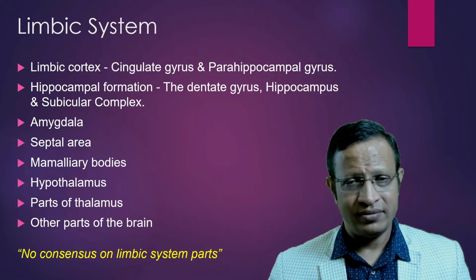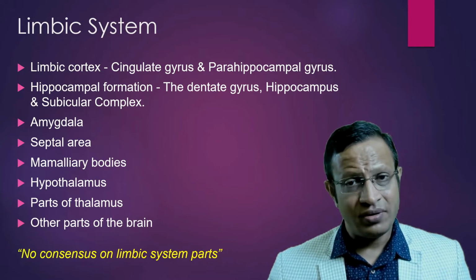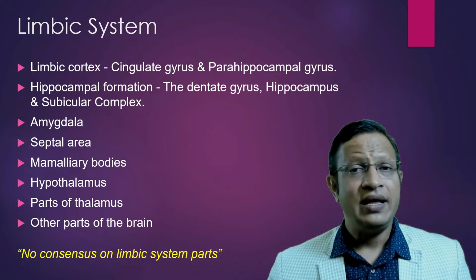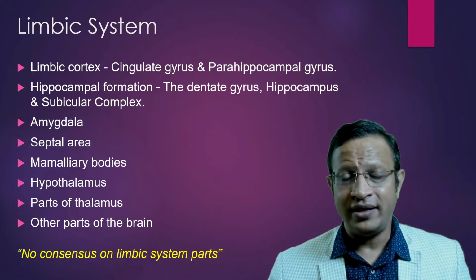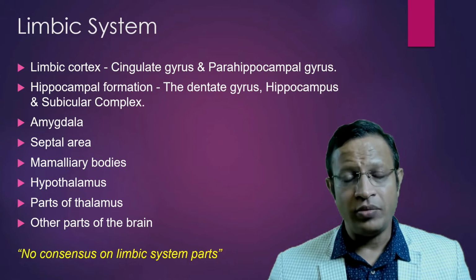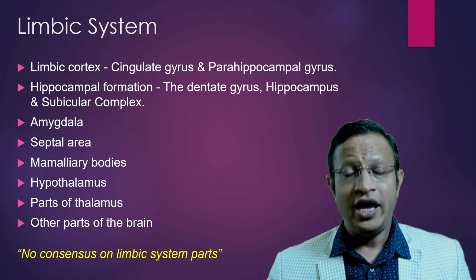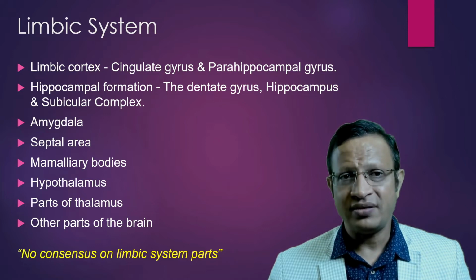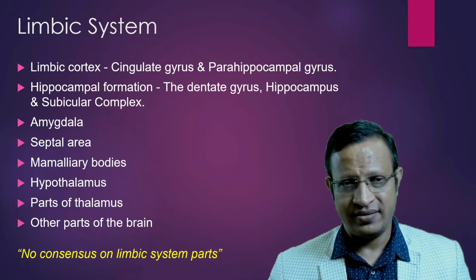However, the limbic system consists of the following parts of the brain. Limbic cortex, that is the cingulate gyrus and parahippocampal gyrus. Hippocampal formation, that consists of the dentate gyrus, hippocampus, and subicular complex.